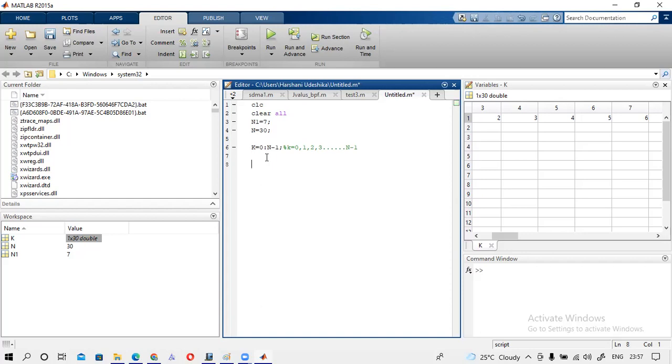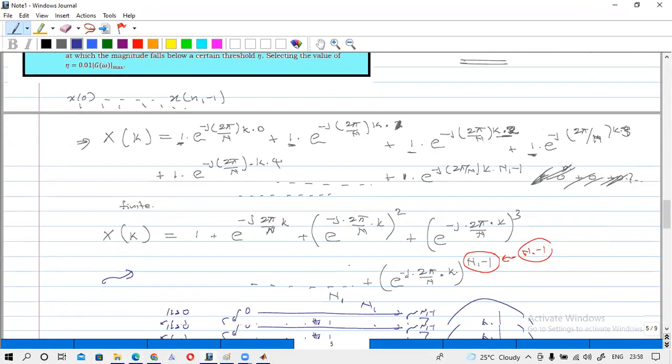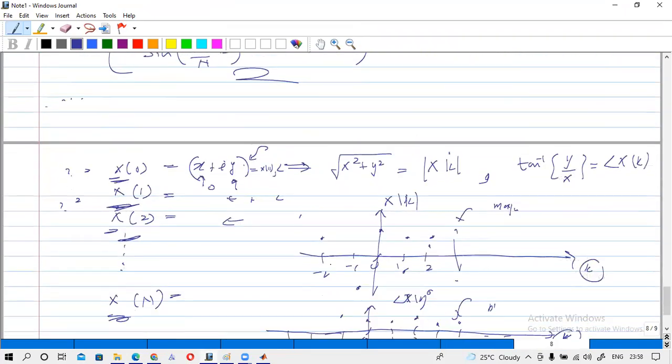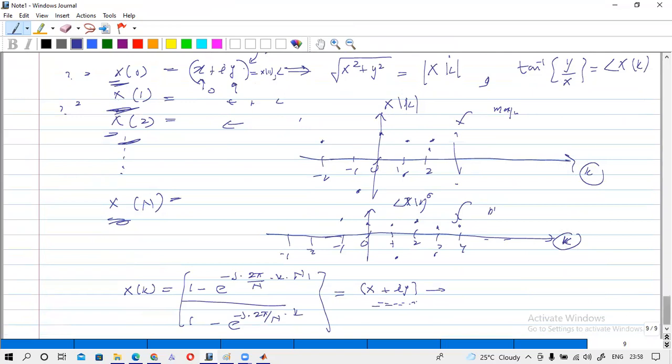Okay, so if I calculate the x value, let's say the xk value, I will use that identity. It will be 1 minus e to the power minus. Okay, so I will write this on a piece of paper.